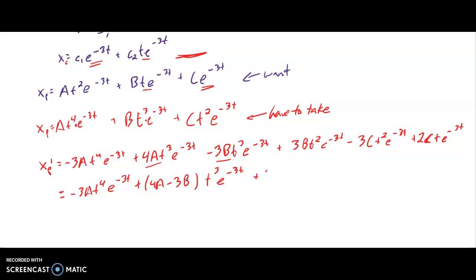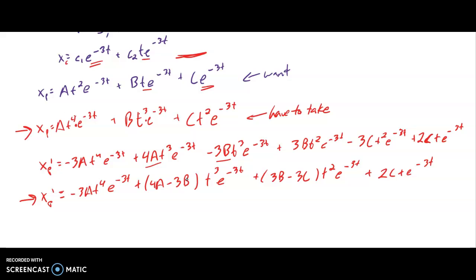All right, so plus bump, bump times a t squared e to the negative 3t. All right, I got a 3b minus a 3c. And then my last term is my t e to the negative 3t. So I get a 2c t e to the negative 3t. All right, this is xp prime. This is the line that I'm going to use as I'm trying to figure out my values of a, b, and c. And I'm going to use that top line.